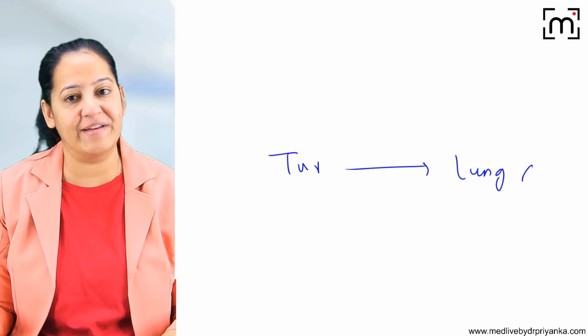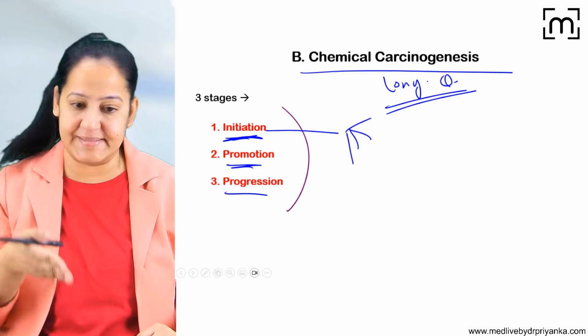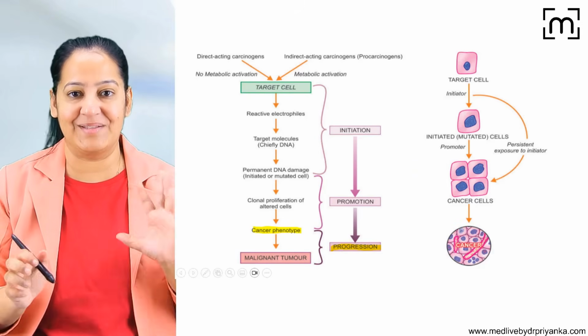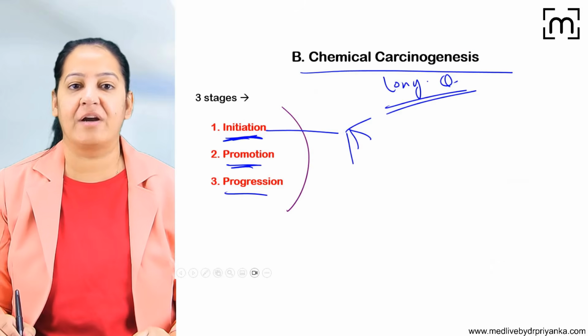The tar present in the smoke leads to lung cancer. Let's take this example and understand the steps. For example, someone is smoking, so the tar is going inside. Now these are the 3 steps I will explain here. So let's start with initiation.